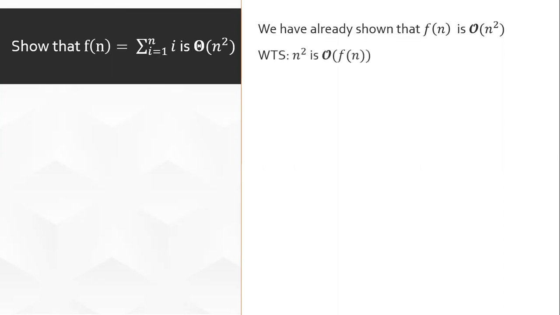So let's show that the sum of i is not just big O n squared, it's on the same order as n squared. We've already shown, right, it was an if and only if statement, one direction. We've already shown that f of n is big O n squared. So what's left to be shown is that n squared is big O f of n.